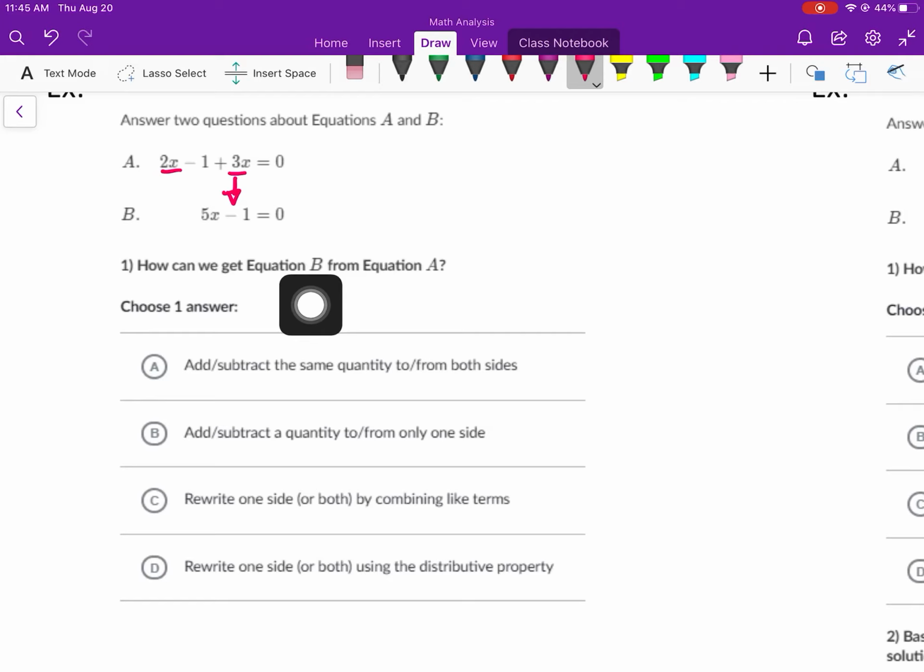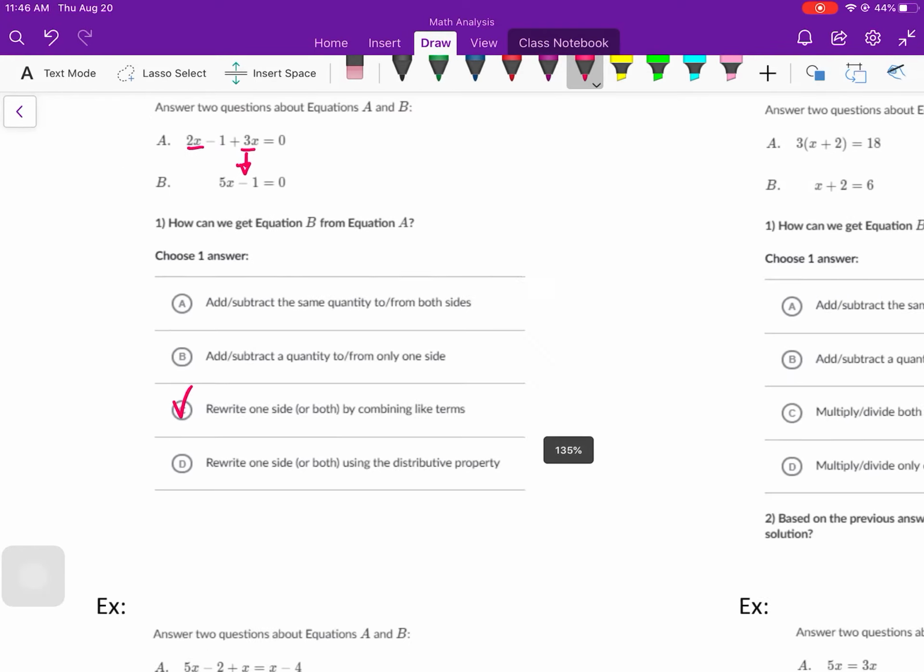So how do we get equation B from equation A? We did it by combining like terms. So did we add or subtract the same quantity to both sides? No. Did we add or subtract a quantity from only one side? No. Did we rewrite one side by combining like terms, or both? Yes. We didn't use the distributive property.